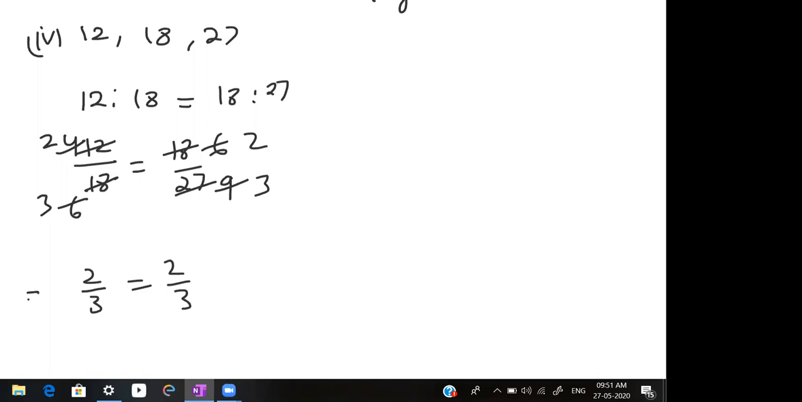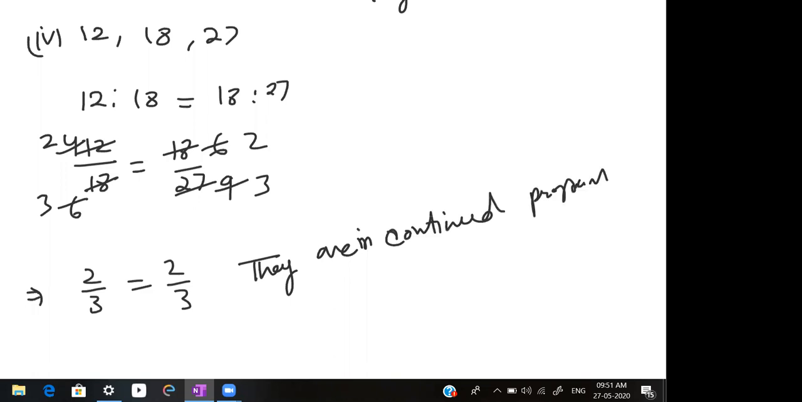Okay. So 2 upon 3 is equal to 2 upon 3. So what can we say? That they are in continued proportion. Clear? So now let us understand question 3.